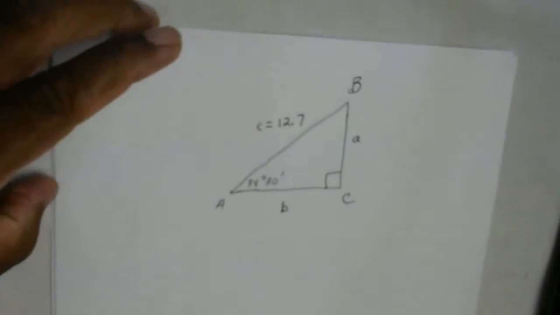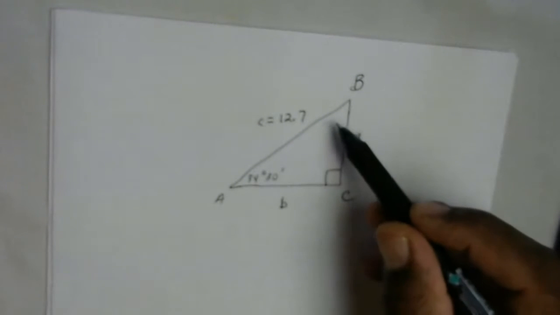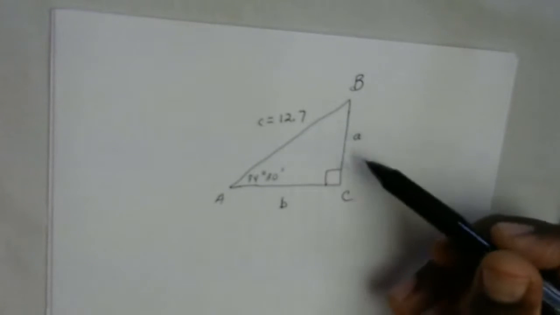Okay, so just a couple of things when you're solving a right triangle. So here I have to find angle B. I have to find side length b and side length a.